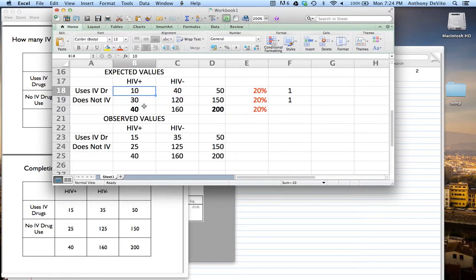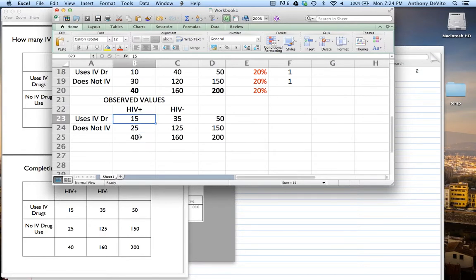We have that box and this box. They are the correlating boxes. This is uses IV drugs. This is what I would expect to get. This is what I actually got. I'm going to take each one of those boxes and I'm going to calculate over here. I'm going to write that over here: observed minus my expected values.